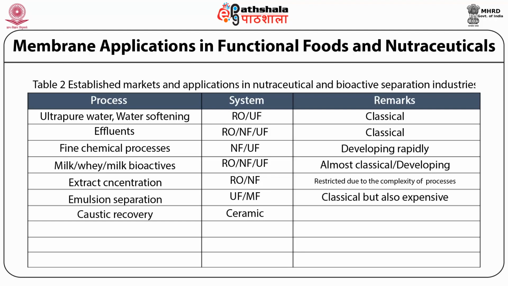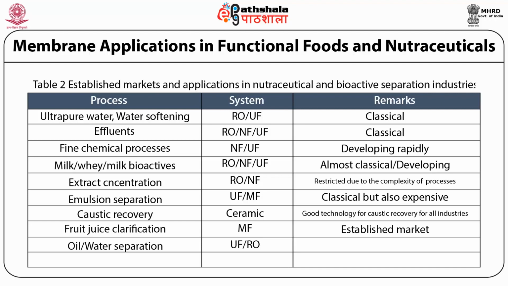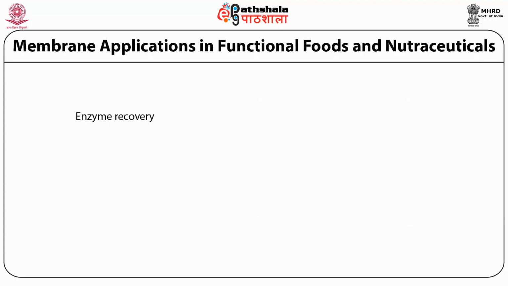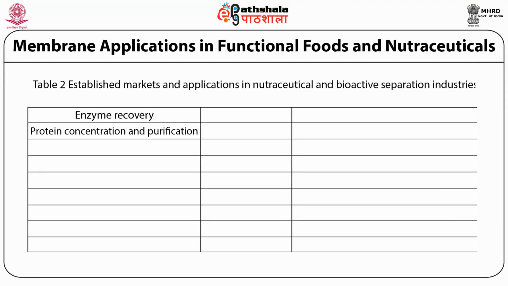Remember please that ceramic membranes are applicable over a wide pH range, 0 to 14. So they can be used as first generation or second generation membranes, a good technology for caustic recovery for all industries. For fruit juice clarification, MF is normally used and it has an established market. For oil water separation, UF and RO work well for non-emulsified mixtures. Then enzyme recovery, since enzymes are also proteins, UF and NF can be used for their recovery, and the pharmaceutical industries have an established but growing market.